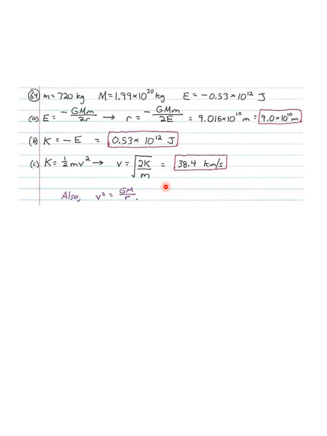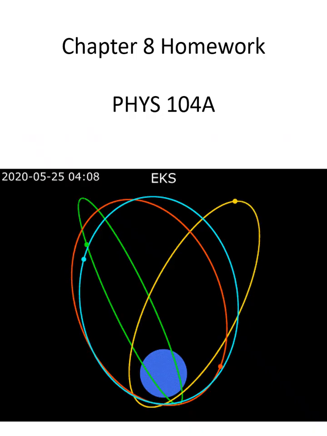Now we can also check that by remembering another equation. If something's in circular orbit, its speed is the square root of GM over r, or here as you can see, v squared is GM over r. And so we can plug those in and get the speed, and hopefully you get the same answer that you get in problem C. And that is the end of the Chapter 8 homework.